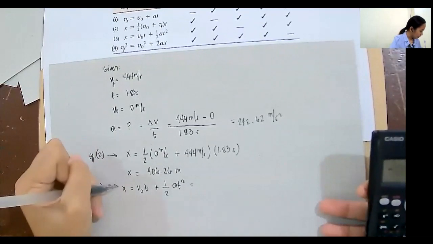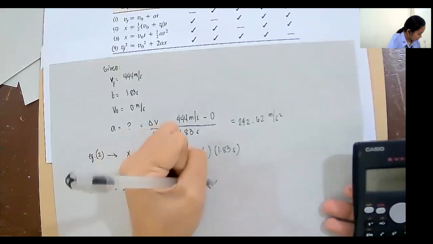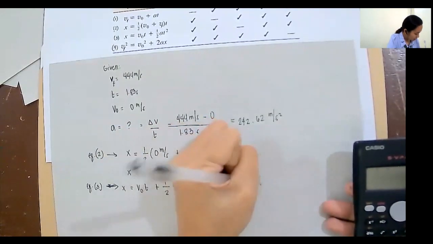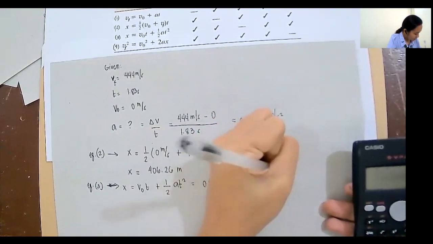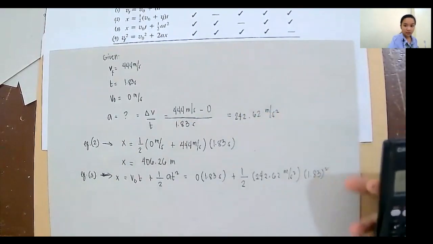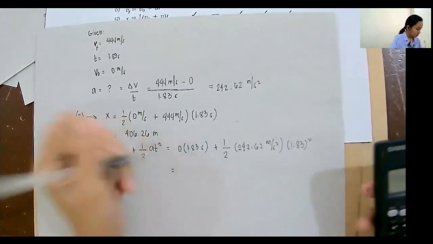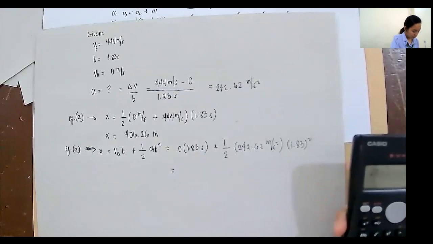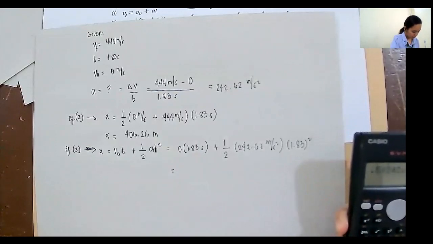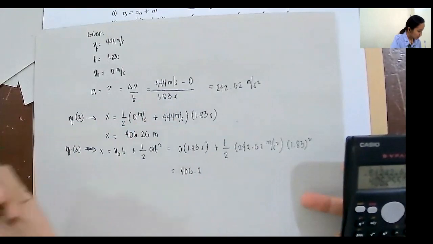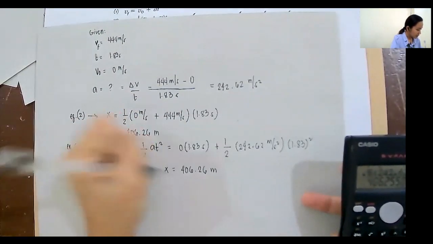Okay, dito na problem. So plug in 0 times 1.83 seconds plus 1/2. Our acceleration is 242.62 meters per second squared. Okay, and then the time is 1.83 squared. So this is 0. So 0 times 1.83 is basically 0. So you have your 0.5 times 242.62 times 1.83 squared. So the answer is still the same. You will get 406.26 meters. So this is your x.